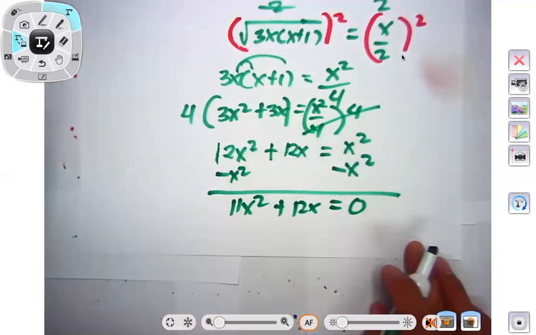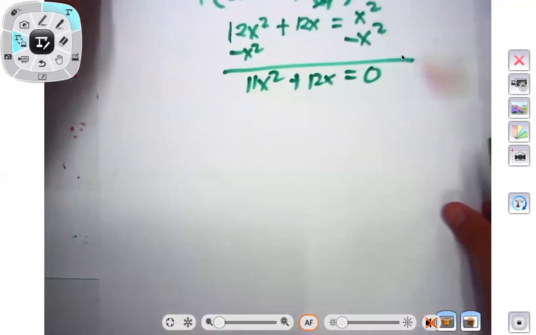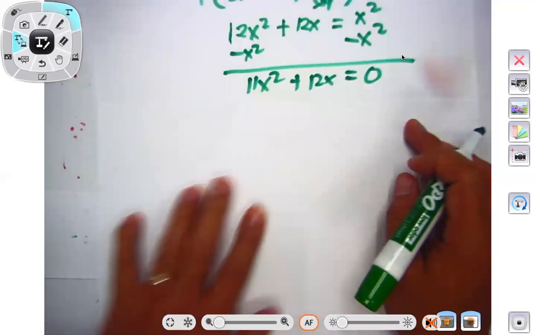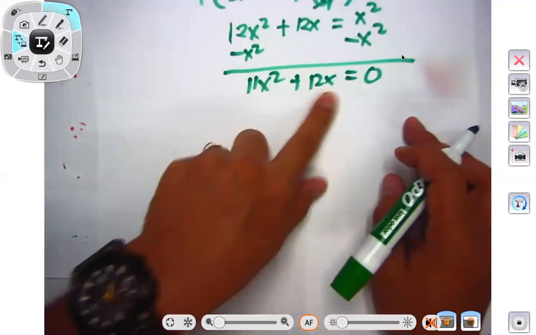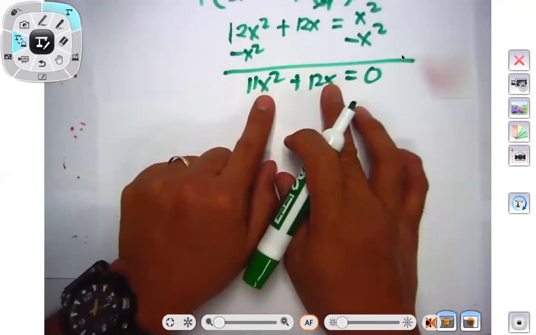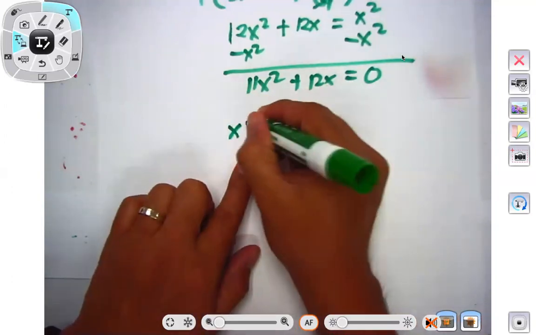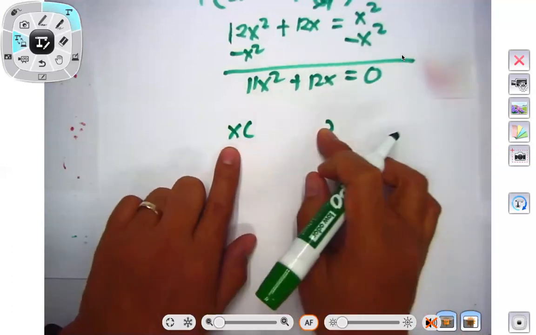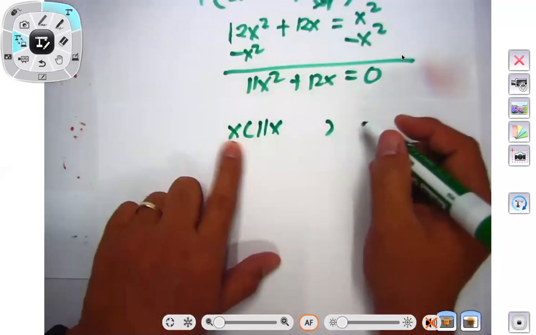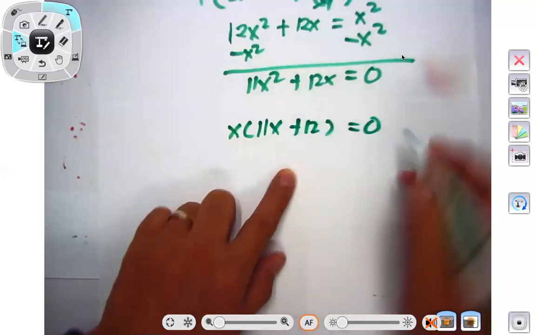Let's continue that. Need more paper. So we have 11x squared plus 12x equals 0. There are only 2 terms, but we can factor it, right? Using GCF. And that is, what's your factor here? 11, 12, do you have a GCF there? No. How about x squared and x? It is x. So you factor out x. And then what's inside? 11x squared divided by x is 11x. And 12x divided by x is 12.